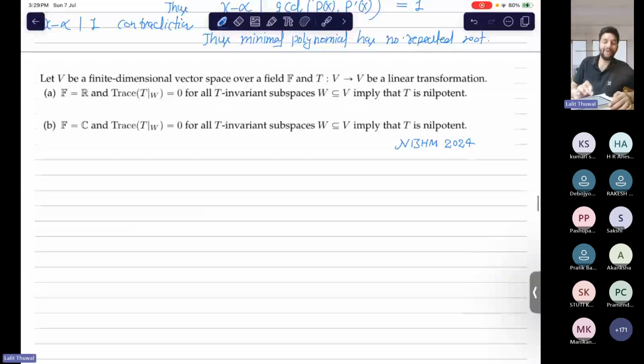Okay. So let's solve this question. Please do not hesitate to ask your questions. So these are true and false. You have to determine which is true and which is false.